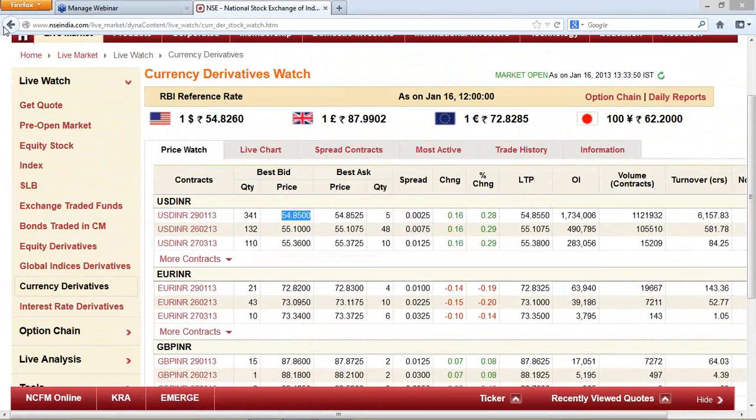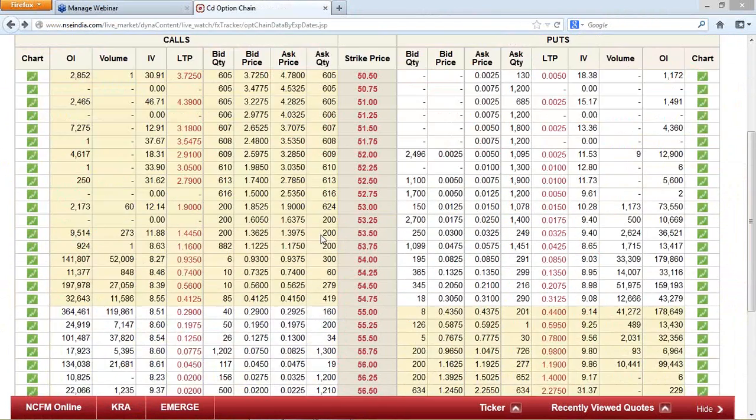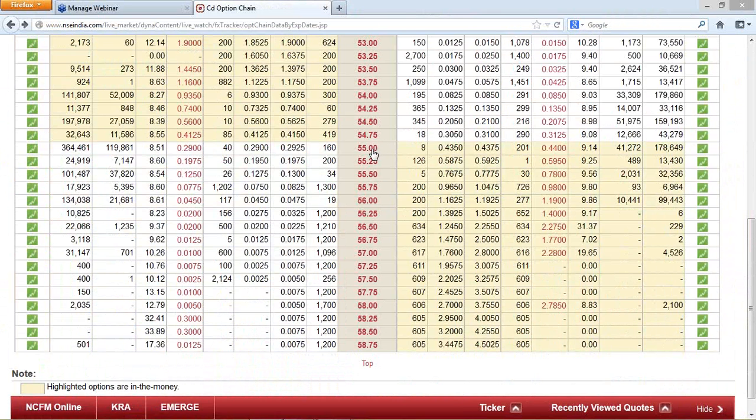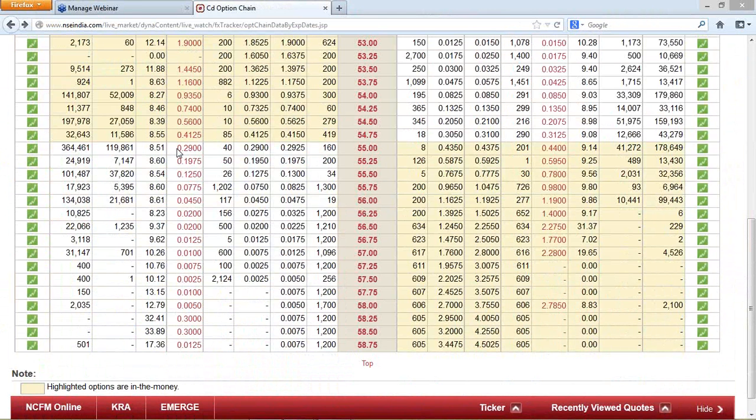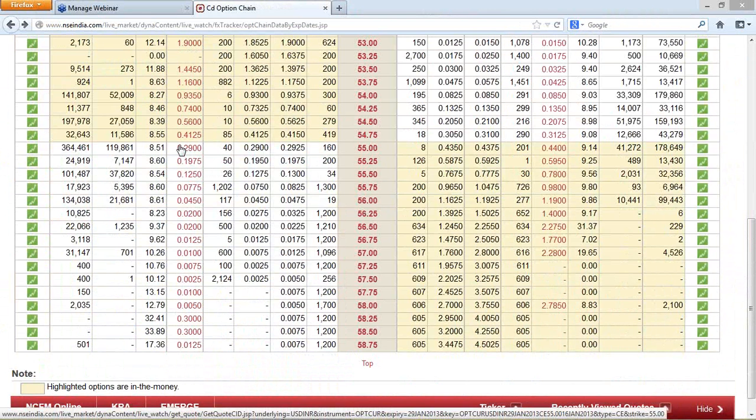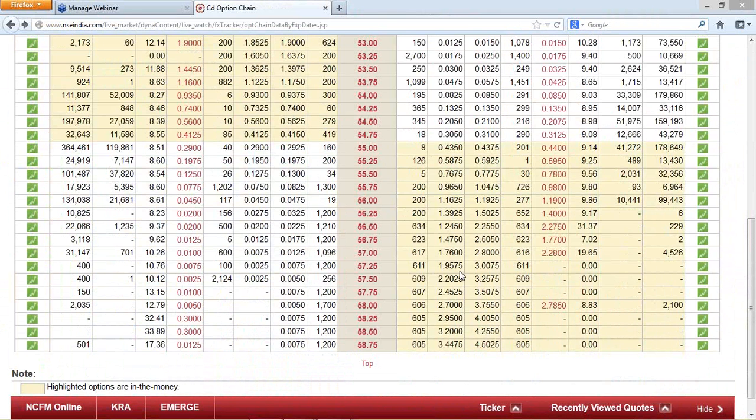If you don't want to buy a future contract and want to buy an option contract, and you are bullish that 55 would be an ideal option to buy, go to your broker and ask him to buy the 55 USD INR contract. You have to pay 290 rupees per contract plus brokerage. The option is yours. I hope this has solved your query.